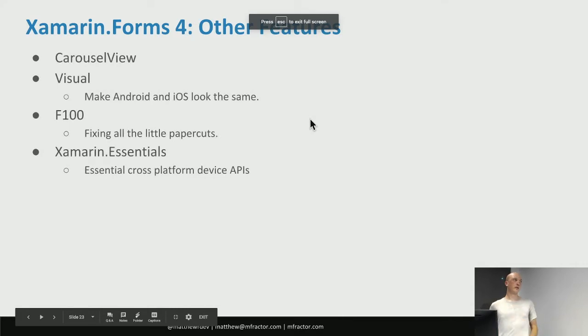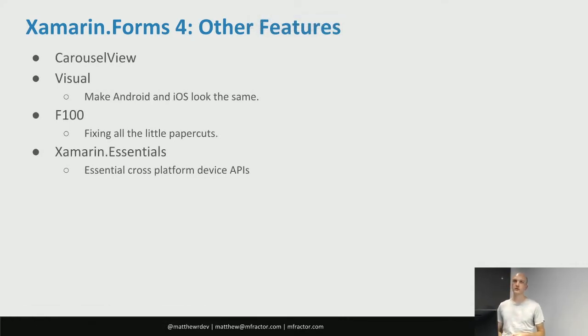All right, so a couple of the other features in Xamarin.Forms 4. A carousel view, so that's a horizontal scrolling collection view. So if you've used any of the old components, I think there's one by Xamarin and one by one of the community members. This supersedes that, and it's an official component. So that's really, really good news.